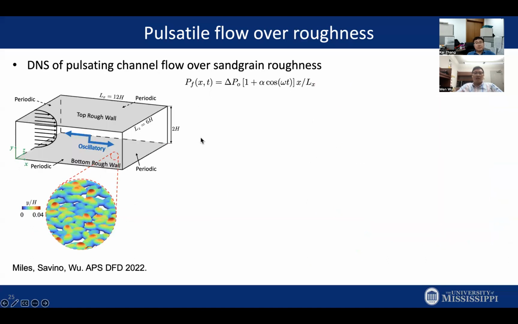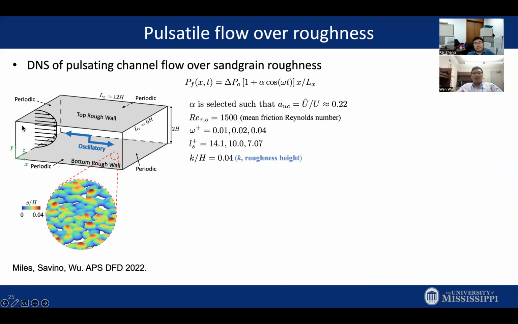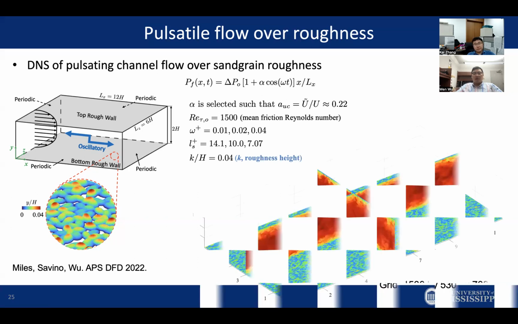So what we did is DNS of pulsatile flow over sand-grain roughness. The driving force of the flow, as you can see, follows a periodic cosinusoidal form. And we choose to have a pulsation that is about 22% of the mean flow at very high Reynolds number, such that we have a better scale separation. And we tested 3 frequencies. They correspond to 3 Stokes layer heights. Okay, as I mentioned, the lower the frequency, the thicker the Stokes layer, and we are looking forward to seeing how the Stokes layer is changed by the roughness.